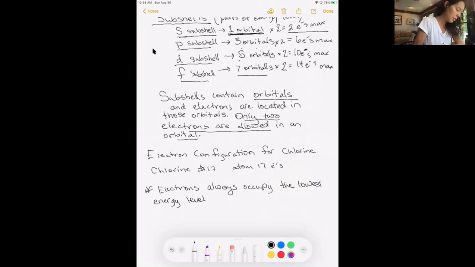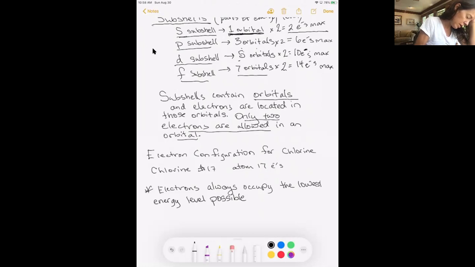So stable is the word I'm looking for. They're most stable at closer distances to the nucleus, right? Because there's an attraction between the positive nucleus and the negative electrons. All right. And you're going to find those electrons as close to the nucleus as possible. And we call that the ground state. The electrons are as close to the nucleus as possible. They're where you expect to find them.